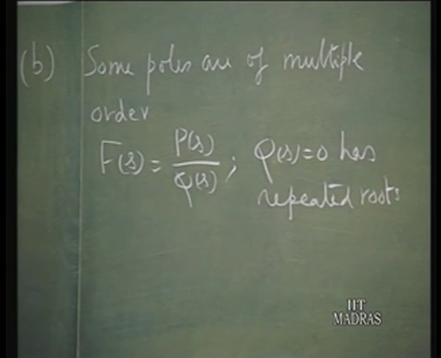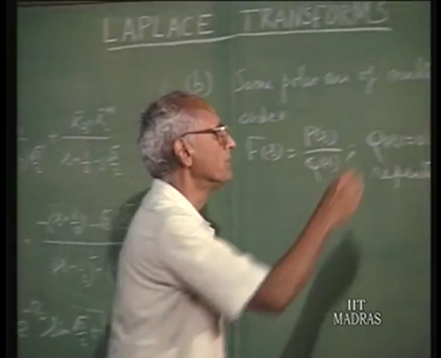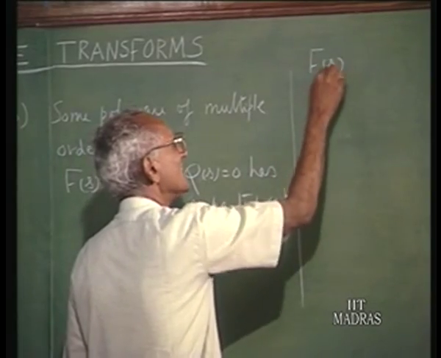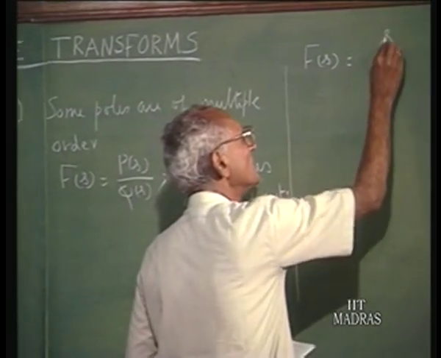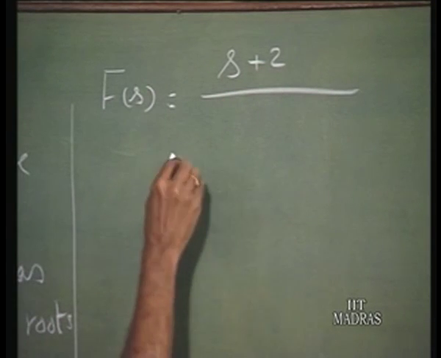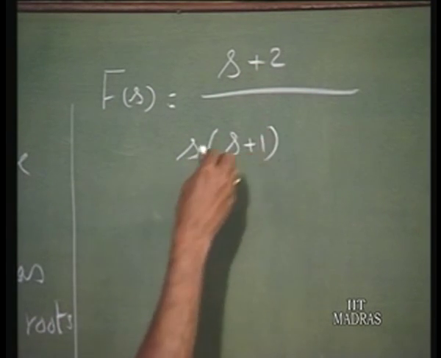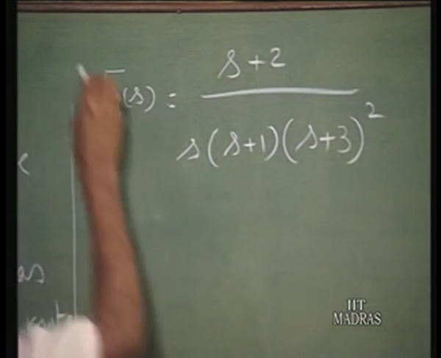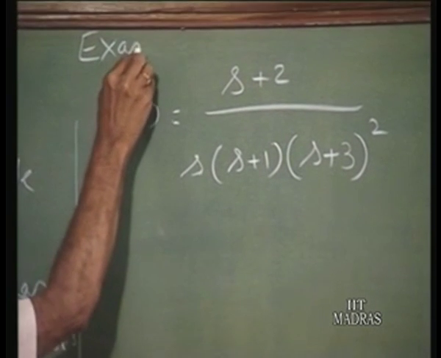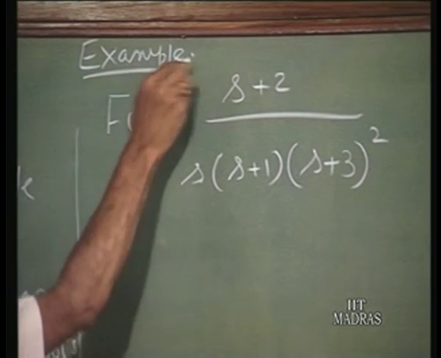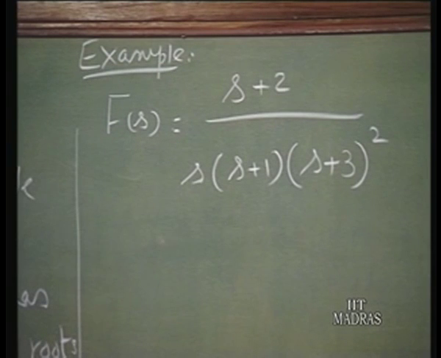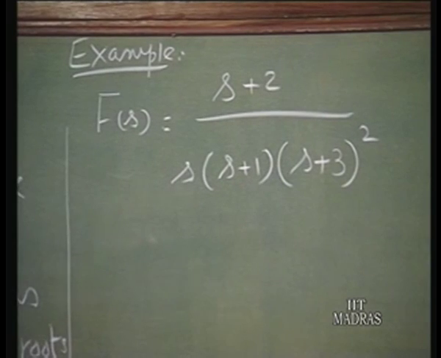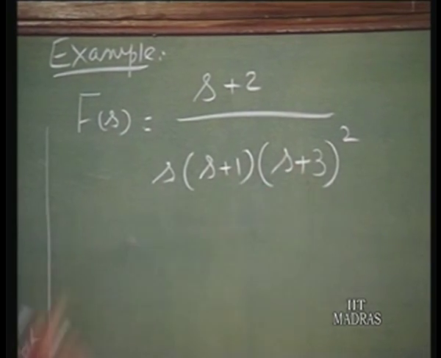We will illustrate this again by means of an example before we work out the general rule. Suppose we have f of s equals s plus 2 divided by s times s plus 1 times s plus 3 whole square. So this is an example. Now here we have 3 distinct poles, one at the origin, one at minus 1, and a second order pole at s equals minus 3.